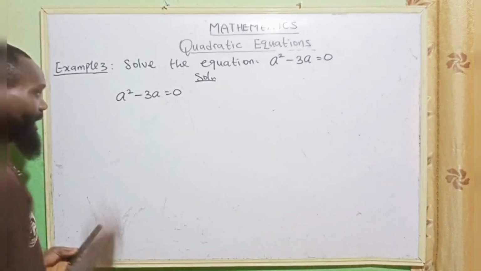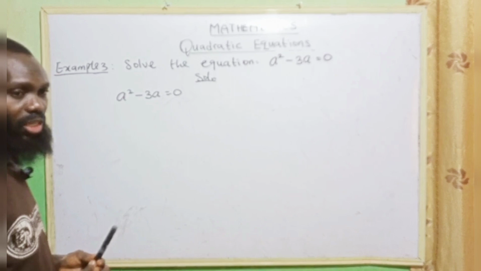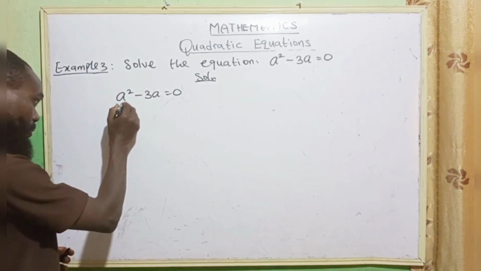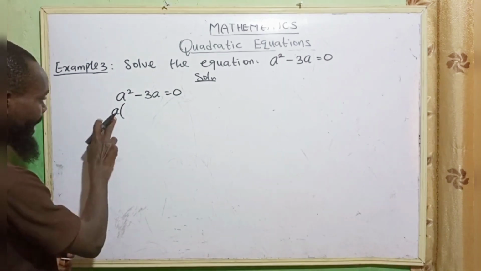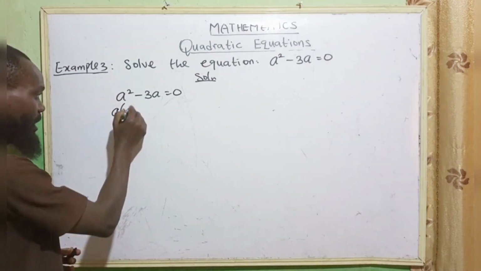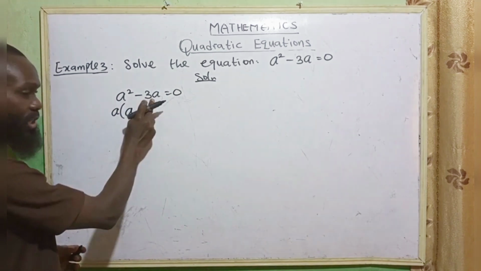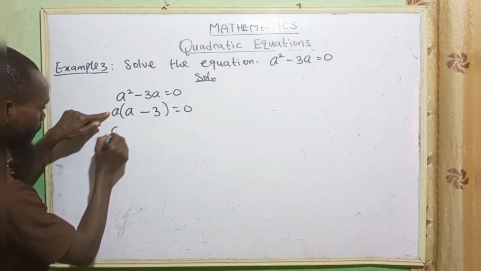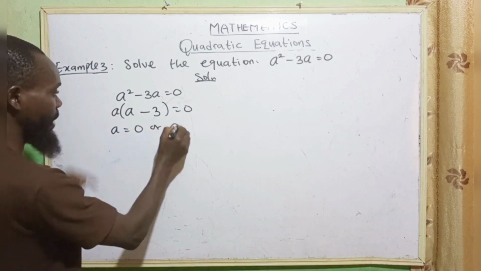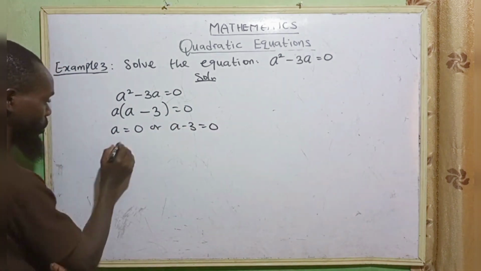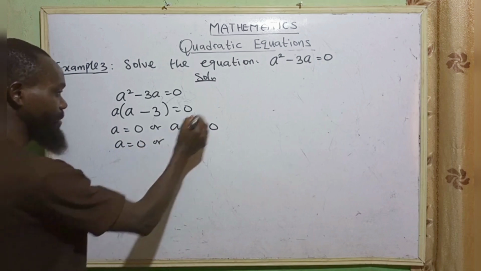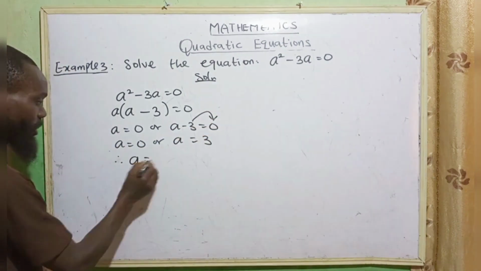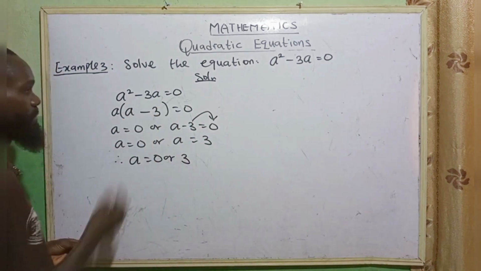What is common in both, according to the common factor we did in the first example and the second example? a is common. Open your brackets. a goes in a squared, it will be left with a. Minus, a goes in 3a, we're going to have 3 equals to 0. Here, a is equals to 0, or a minus 3 is equals to 0. So a equals to 0, or take this minus 3 here, a equals to 3. Therefore, a is equals to 0 or 3.